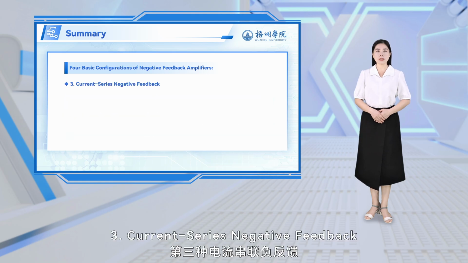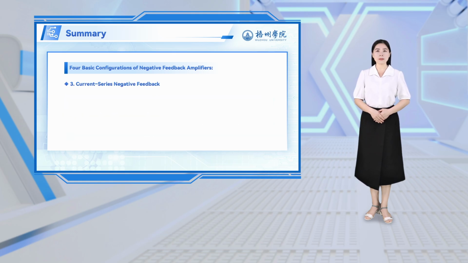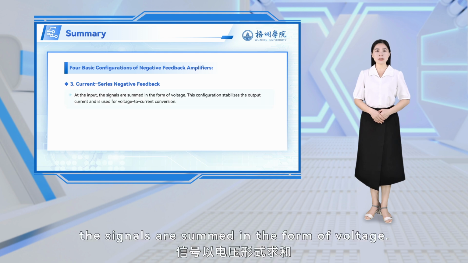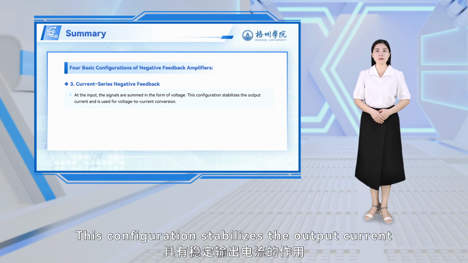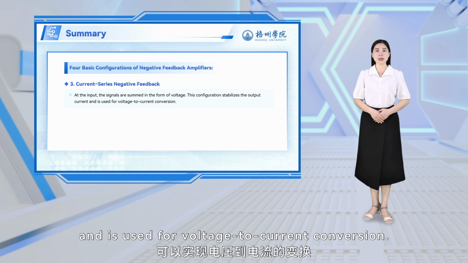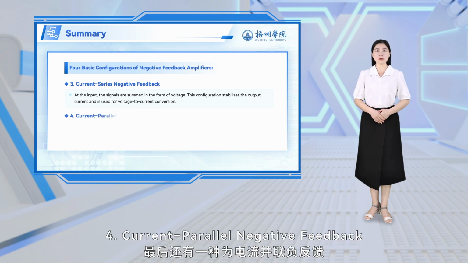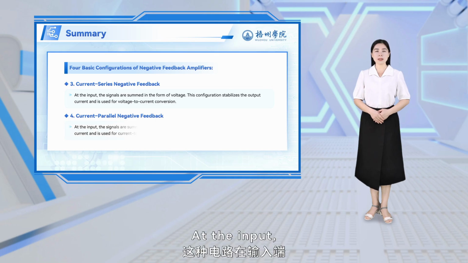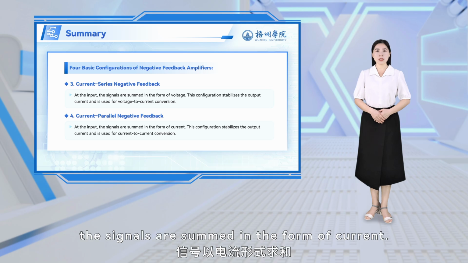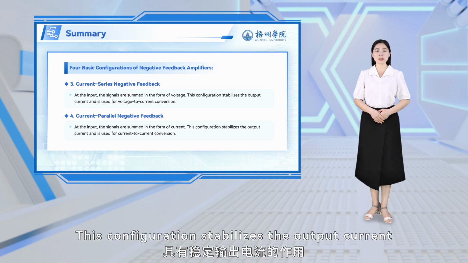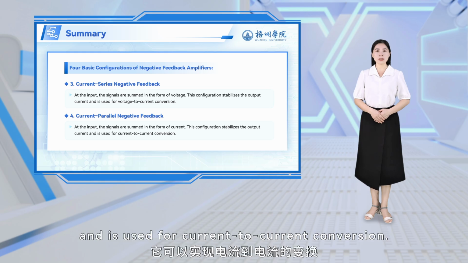3. Current series negative feedback. At the input, the signals are summed in the form of voltage. This configuration stabilizes the output current and is used for voltage-to-current conversion. 4. Current parallel negative feedback. At the input, the signals are summed in the form of current. This configuration stabilizes the output current and is used for current-to-current conversion.